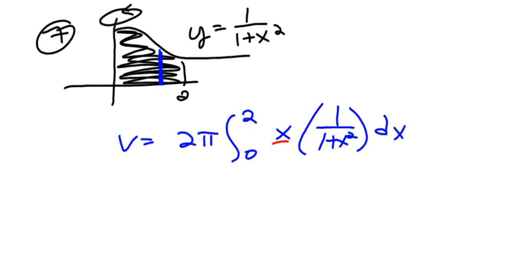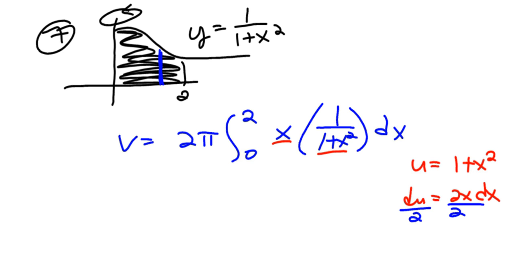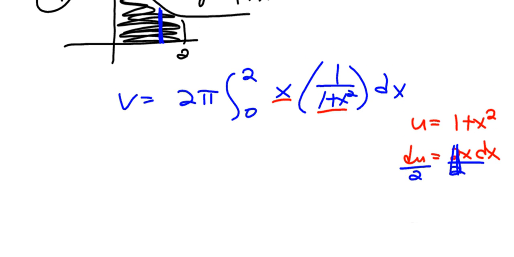I see an extra x in this, that means I'm definitely going to do a u substitution. So I'm going to do a u substitution of 1 plus x squared, taking the derivative and moving my dx over. I then have to remember I don't have an extra 2 in my equation to replace, so I have to divide both sides by 2.